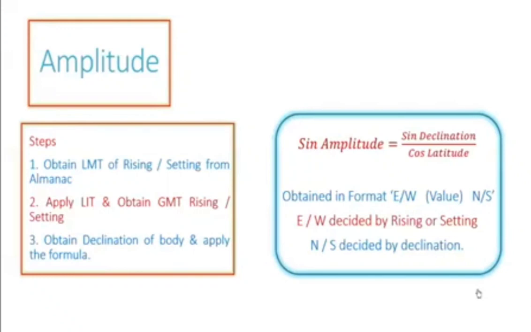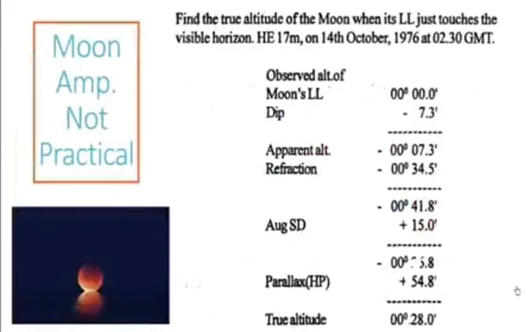Okay. Let me explain the moon now. Just to make it a little more clear in your mind about the amplitude of the moon not being practical, you can see this is a calculation picked up from the Principles of Navigation book from the altitudes chapter. You can see that the observed altitude of the moon's lower limb on a particular day was 0 degrees. This basically signifies the moonrise. Now, if you apply all these corrections, the dip correction, then the refraction correction, then the semi-diameter, and then the parallax correction, you will see that the true altitude of the moon is already 28 minutes.